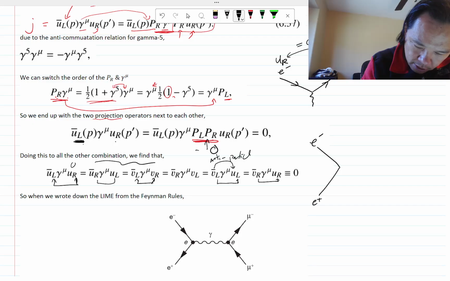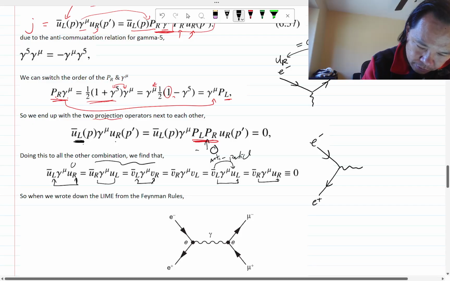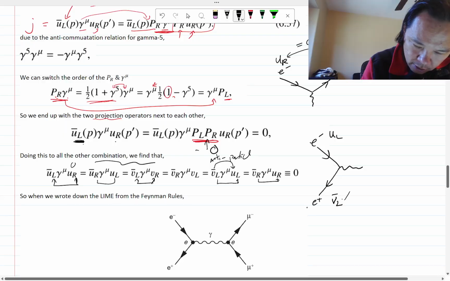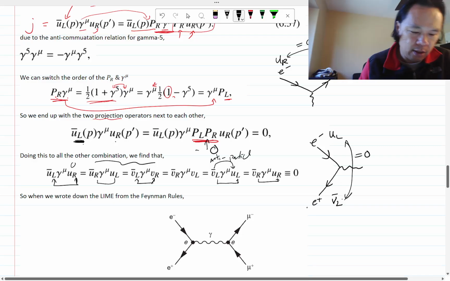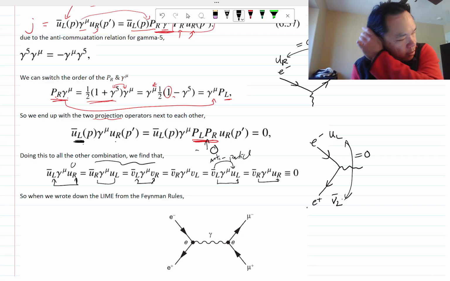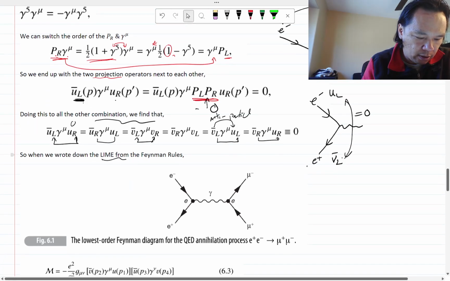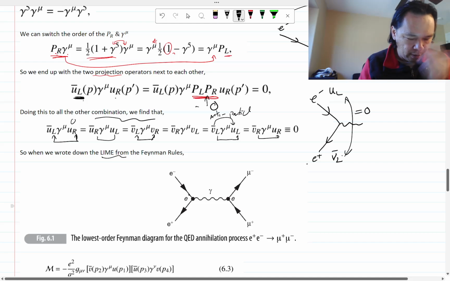Similarly with the right. That's why when we did the electron positron annihilation, let's say this one is VL adjoint, and this is UL, this chirality combination has a current of 0 and therefore does not contribute to the Lorentz invariant matrix element. Oh, I have it down here. That was kind of silly.